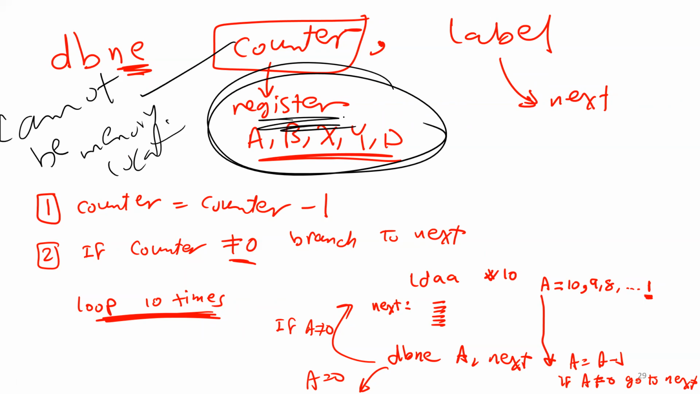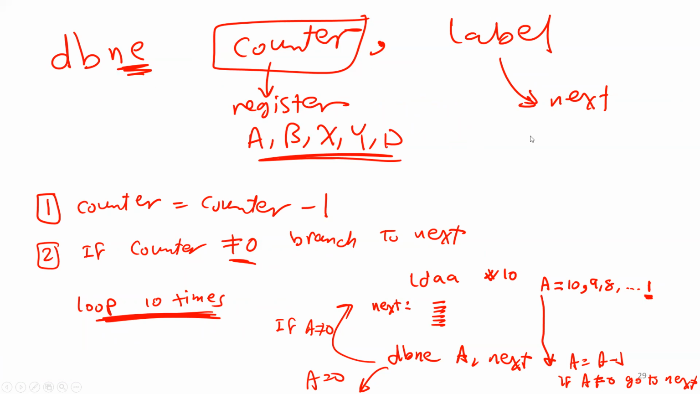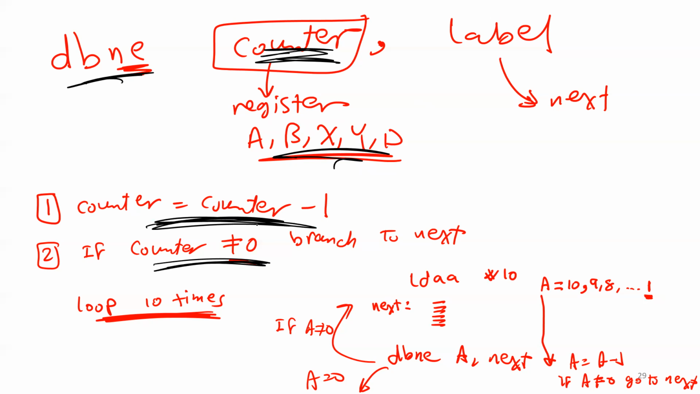It has to be a register. Is that okay? So let's see what this instruction is doing. What this instruction is doing, guys, is the following. Here, I'm going to put a counter, which is a register. Number 1, this instruction is going to decrement the counter. Number 2, it is going to compare it to 0. If it is not equal to 0, it's going to loop. So that's what I told you.